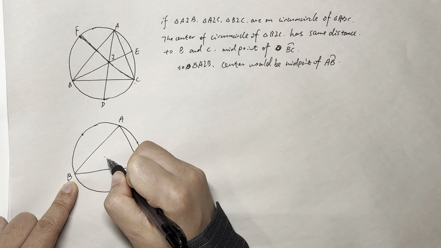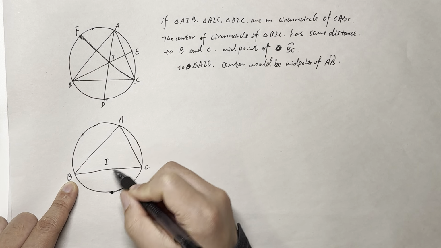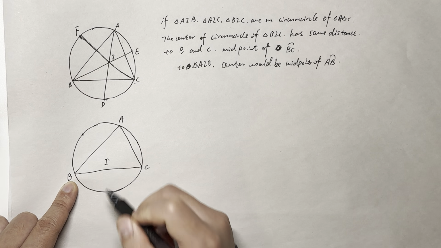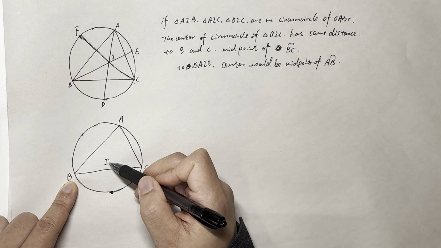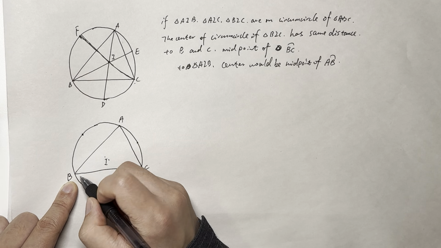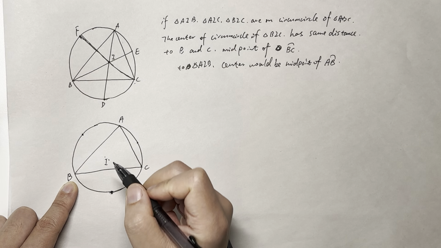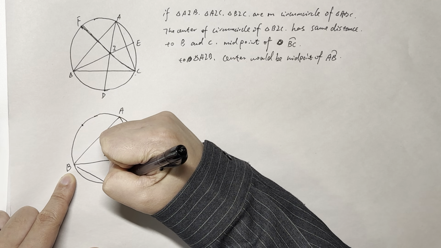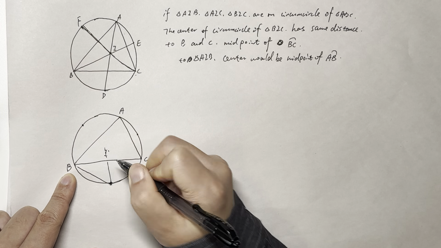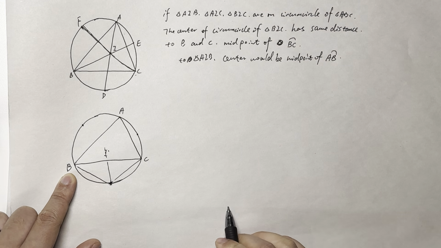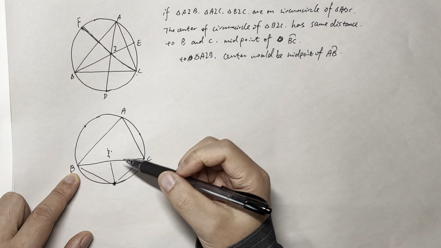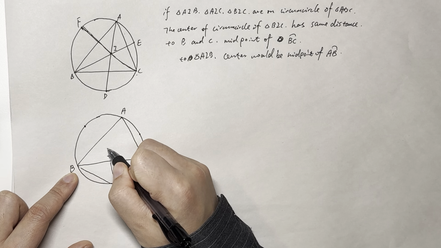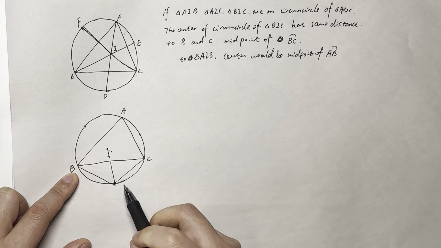So I draw it like it's a different point than the incenter, right? So we are trying to prove that this point is the incenter. So let's just draw it as a different point, so it will be easier for us to understand. We know the distance from this one. Okay. So now here is I prime.